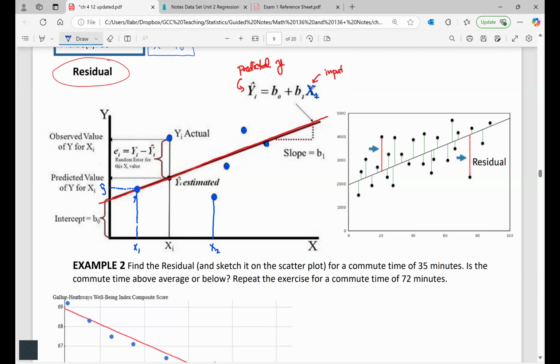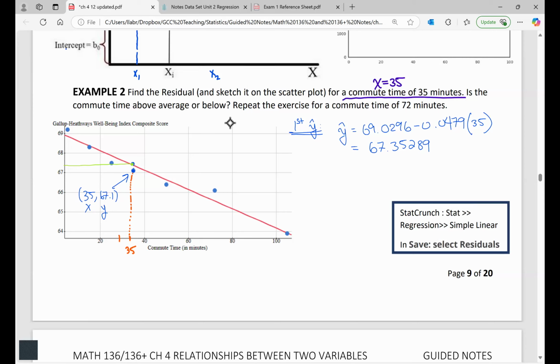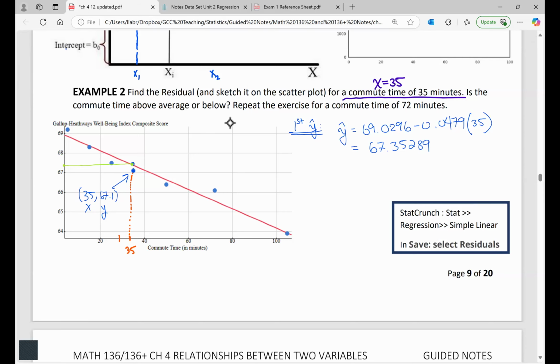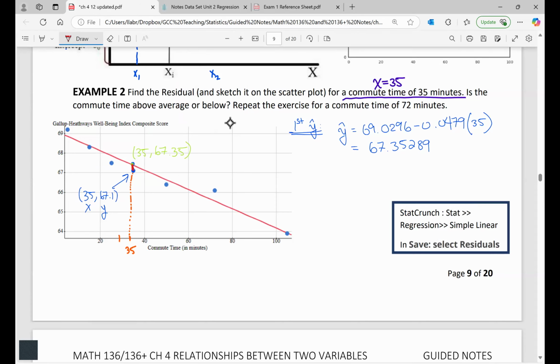And so if you go horizontally, that value on the number line that we hit on the Y value is roughly 67.35. So this point right here is at 35, comma, 67.35. Let's round to 2 decimals just to keep things simpler. All right, and now we can find the residual. So remember, the residual is the distance between these. So that gap right there is the residual.